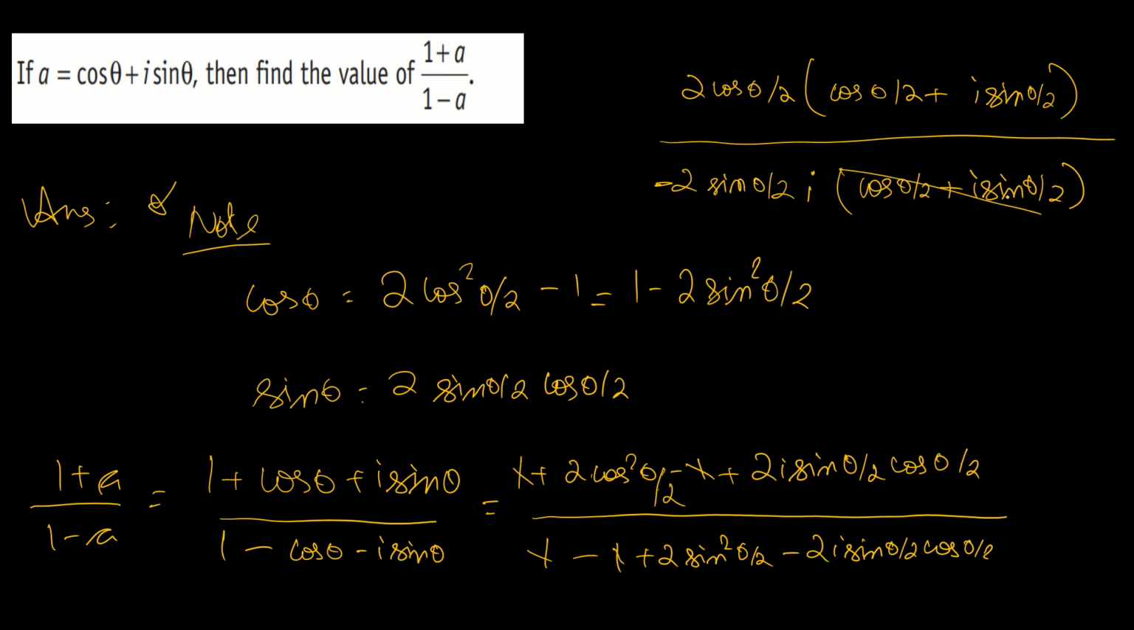So I'm going to cancel off this and this. Okay, what is 2 cos theta by 2 minus 2 sin theta by 2? We get like this, minus 1 by i cot theta by 2. Okay, this is one answer. Another way is also possible. That is, we got the final answer like minus 1 by i cot theta by 2.